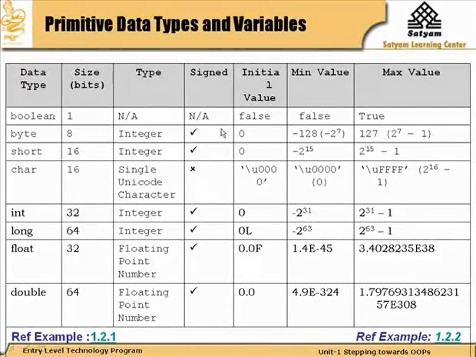Primitive data types and variables. Java provides you with 8 different data types, as you can see here, much similar to what languages such as C and C++ provide. Here is a table which provides you with the type of the variable, size, base type, signed or unsigned, initial or default value, minimum and maximum values.